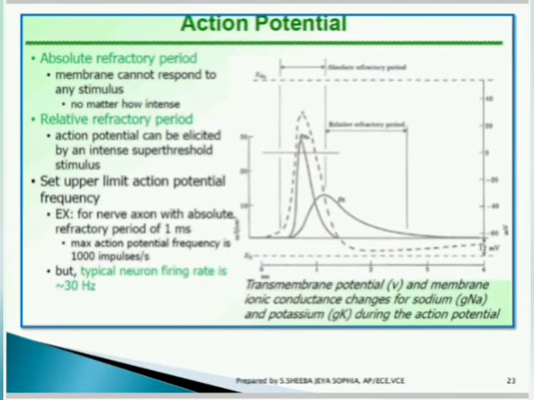Action potential also includes two major parameters: absolute refractory period and relative refractory period. What is meant by this refractory period? It is when the membrane cannot respond to any external stimulus, which is said to be the absolute refractory period, whereas the action potential can be elicited by an intense superthreshold stimulus, which is said to be the relative refractory period.